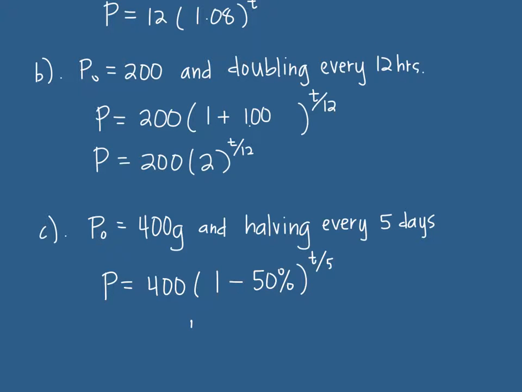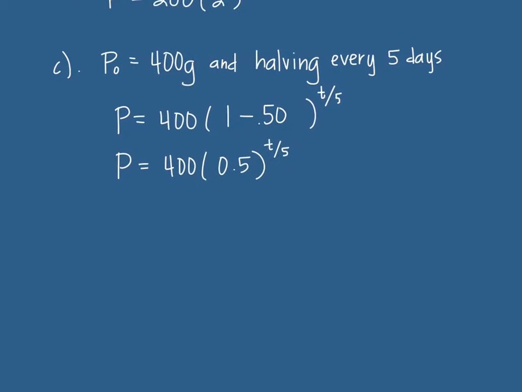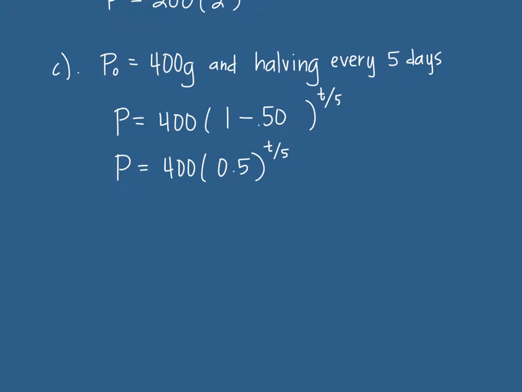So then you turn 50% into a decimal. The decimal for 50% is 0.5. And so our model becomes 400 times 1 minus 0.5, which is 0.5, to the t over 5. And that's your model. So a good chunk of your homework is practicing writing the models. Okay, once you have a model written, then you're going to need to solve some questions about it.